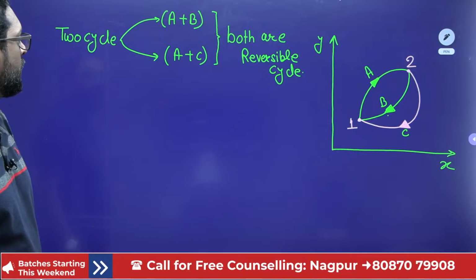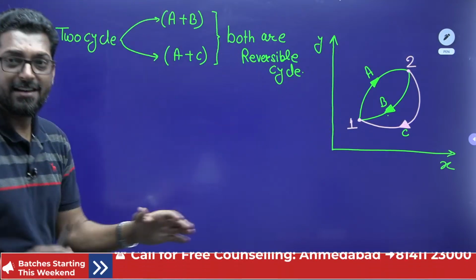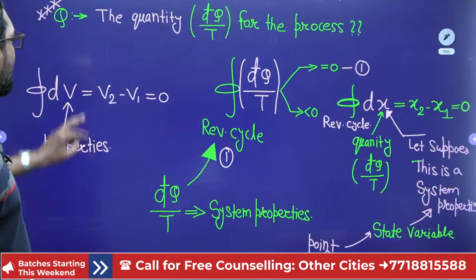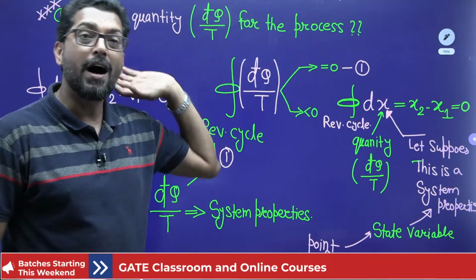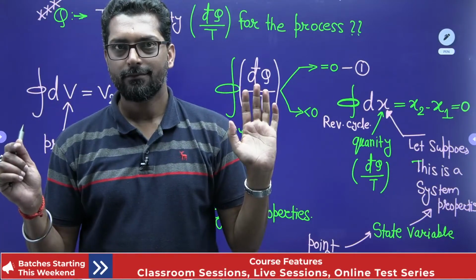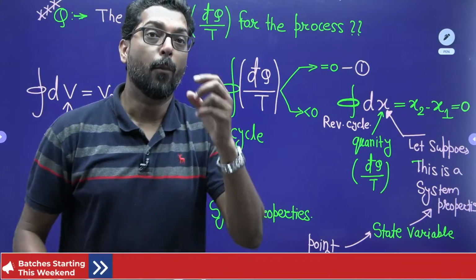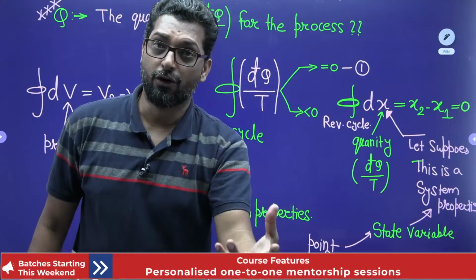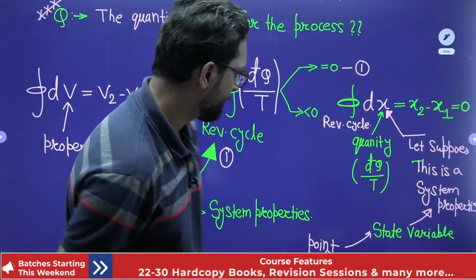Now, there are two cycles, and my next job is to identify the quantity for the process, not for the cycle. The quantity dq by T for the cycle we know. What is that? It is 0 or less than 0. More and more less than 0 means more and more extent of irreversibility.